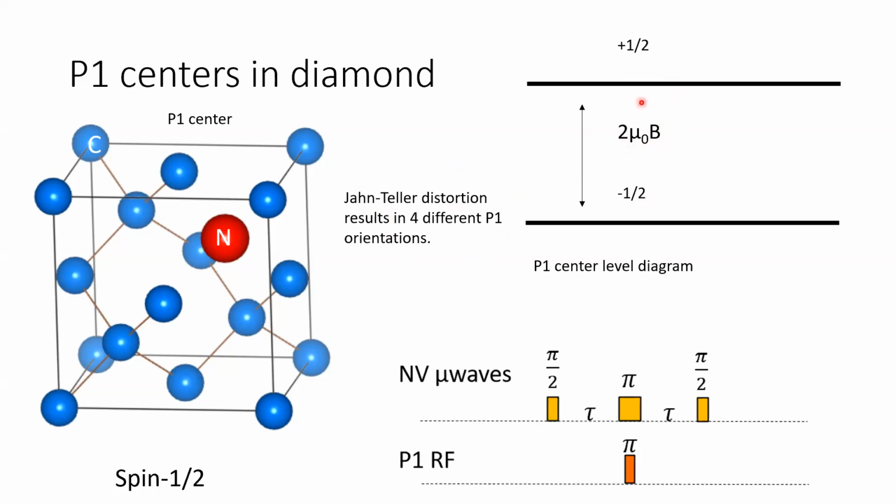And what ends up happening is you measure the B field along one of these 4 axes. And so you actually get, if you have a whole bunch of these, 4 different lines. And so what that means is that you can selectively couple or decouple the P1 centers by addressing individual transitions.